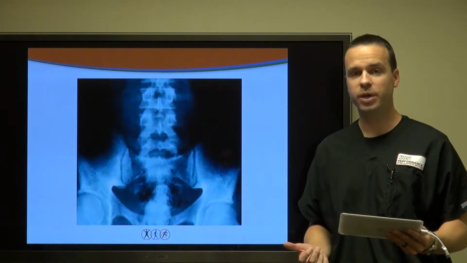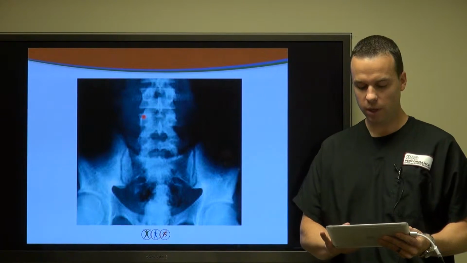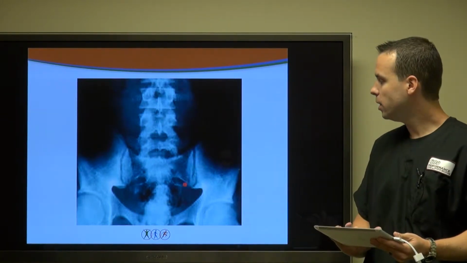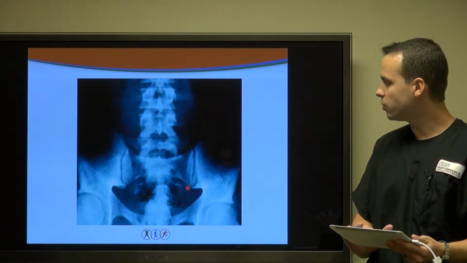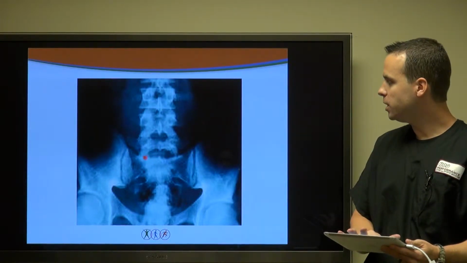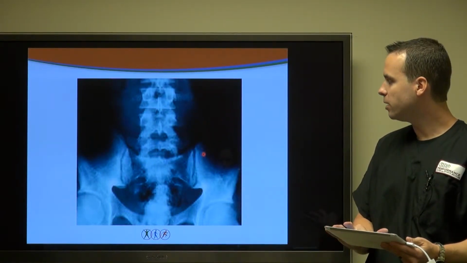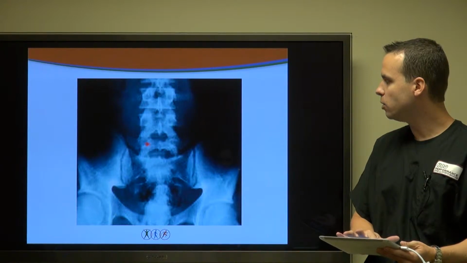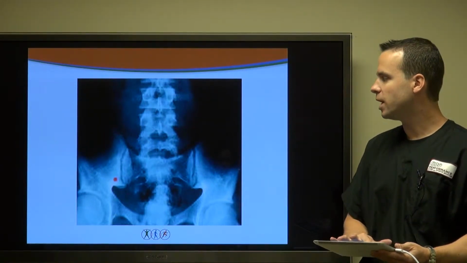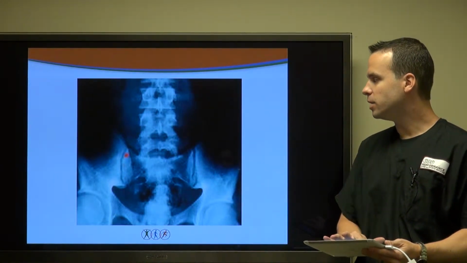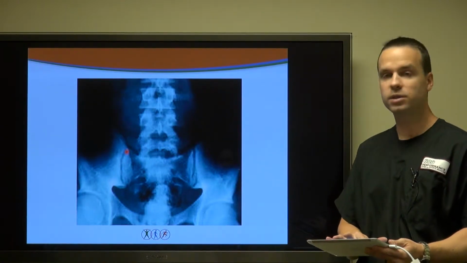Here's an X-ray depiction of the sacroiliac joint. You'll see here with the pointer, this line represents the sacroiliac joint. This bone here is the sacrum, and this is the ilium. And notice you've got an ilium on this side as well, and then there is the line representing the sacroiliac joint.